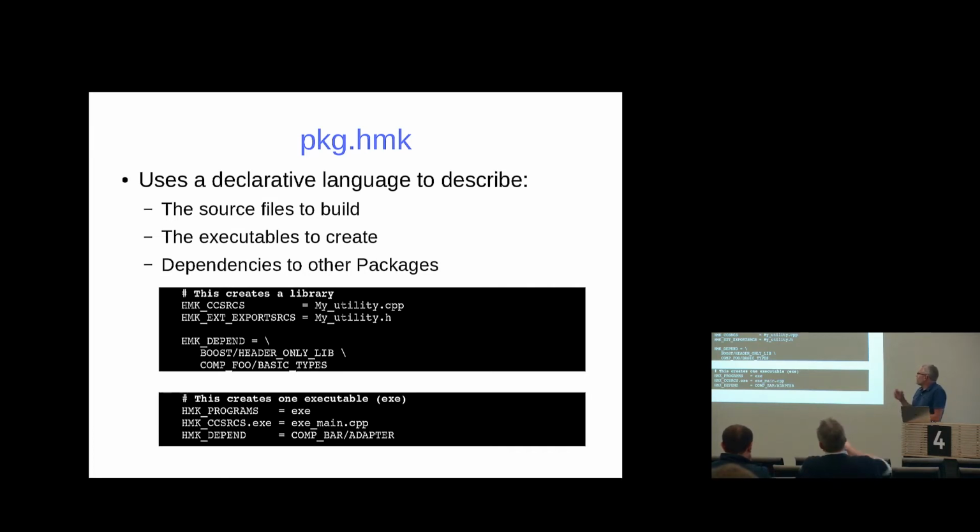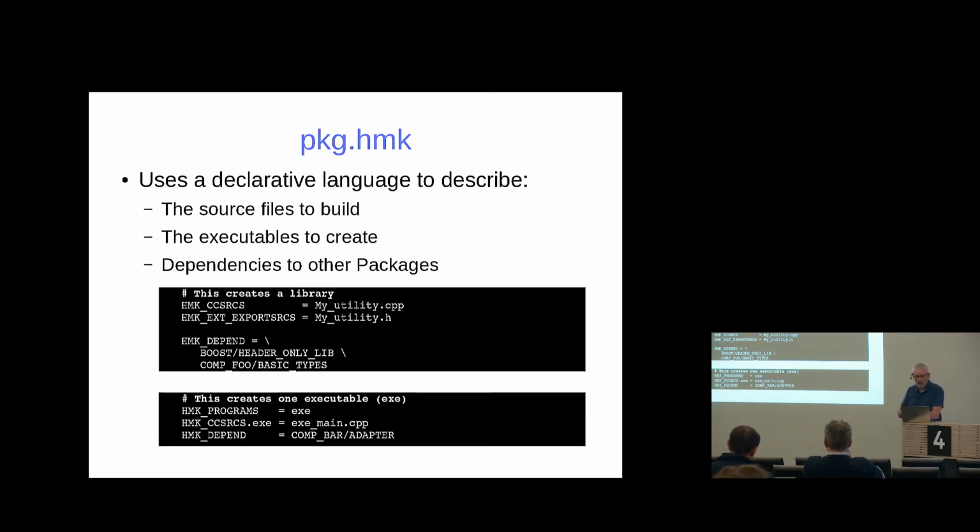Well, the first one specifies that this library is going to be built from one C++ file called myutility. Then this library has one header file that is going to be exported, or made available, to other packages. Then this package depends on two other packages. I've written that it depends on the header-only library from Boost, and it depends on some basic types from some component. All other identifiers you want to use are just temporary variables. You can use conditionals. I haven't shown that, but you can do that.